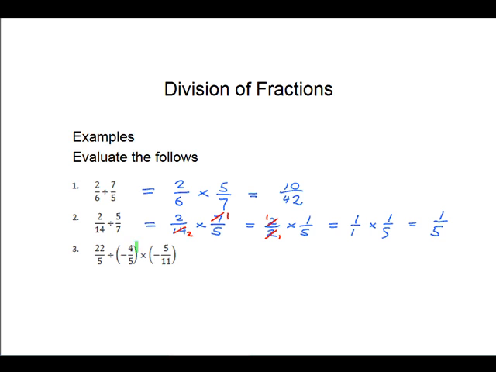Okay, let's look at this next one here. 2 negatives, the answer is going to be positive. Remember, now invert the fraction after the division sign. So it comes 5 over 4. Now cancel where you can. So the 5 goes into 5. The 11 goes into 22.